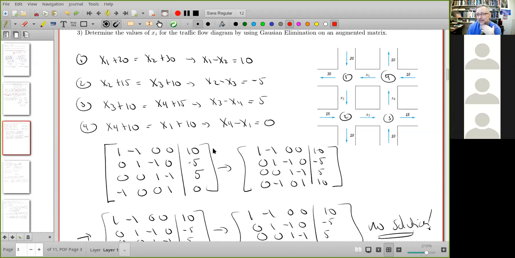I kept getting 0 equals negative 10. And I'm like, that doesn't make sense, so. That's right. So therefore, what does that mean? No solution. No solution, right?